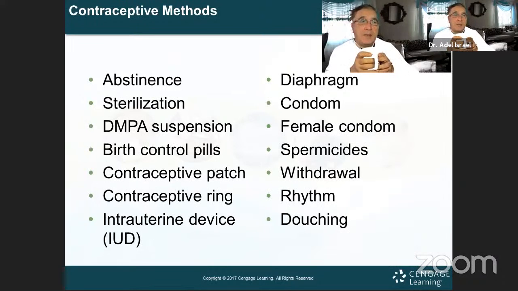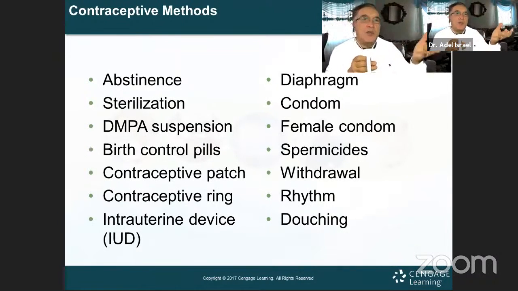Another form of birth control is the contraceptive ring, the intrauterine device, which is very common, IUD. Sometimes it is not widespread, the use of the diaphragm. Of course, the condom is well known. The female condom is another form of the male condom. And we have spermicide. What is spermicide?